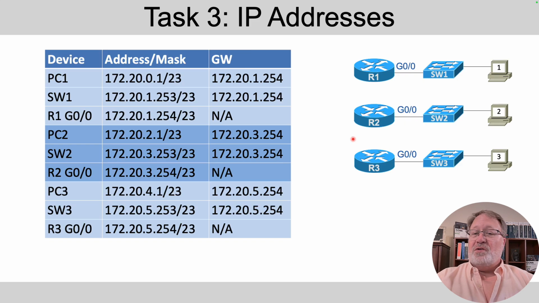Moving our attention over to the far right to those 3 LANs. Those were the ones that had subnets of network 172.20. PC 1, lowest IP address. Switch 1, second highest IP address. Router R1, highest IP address. You can refer back to that table. And then likewise, similar approach then for the 2nd and 3rd subnets.